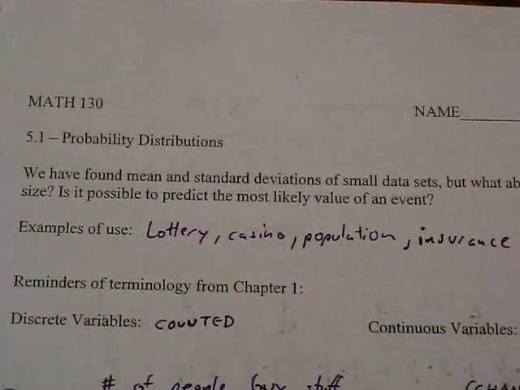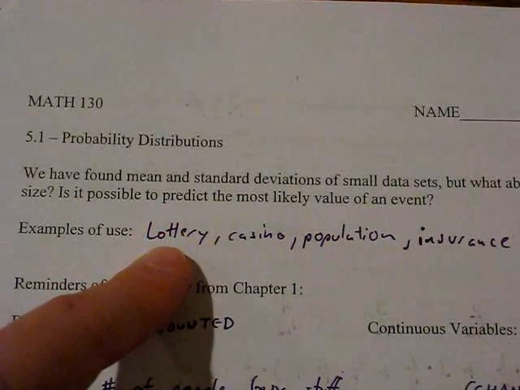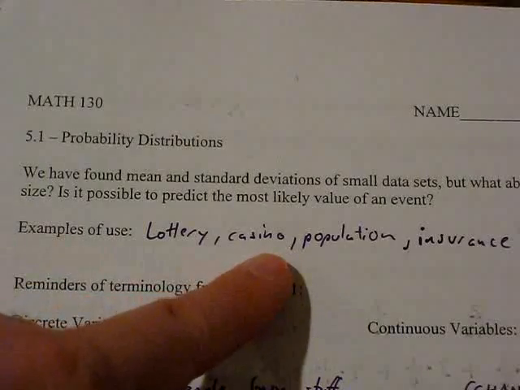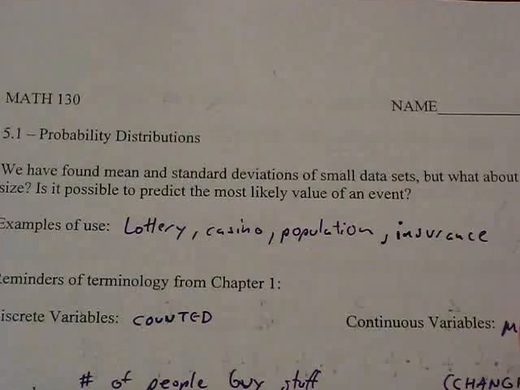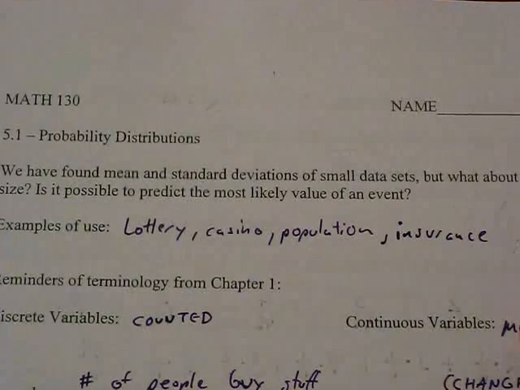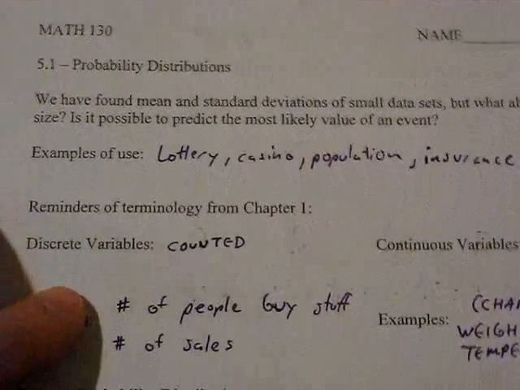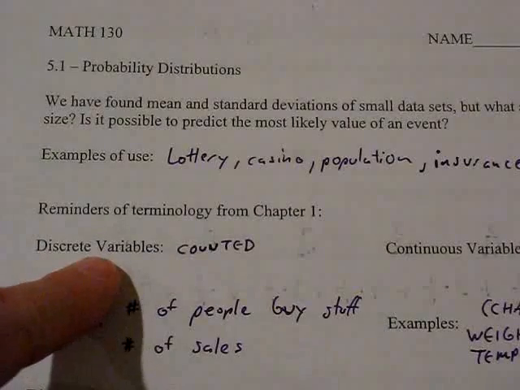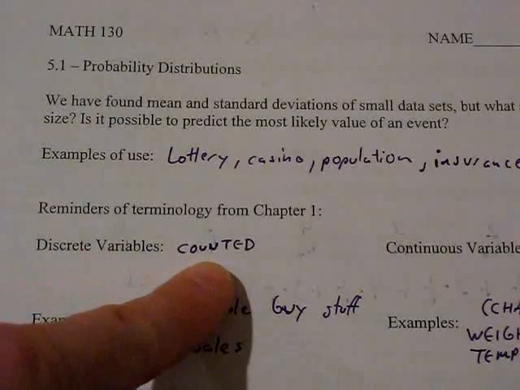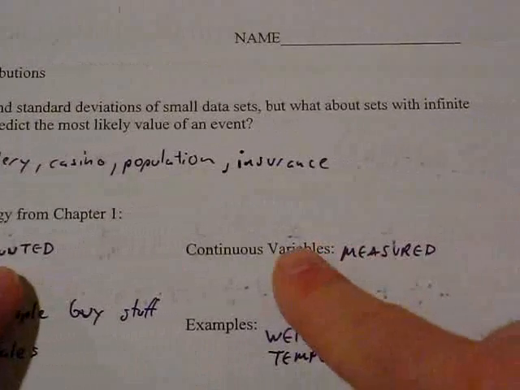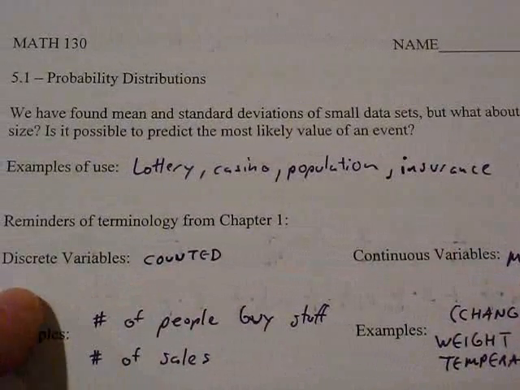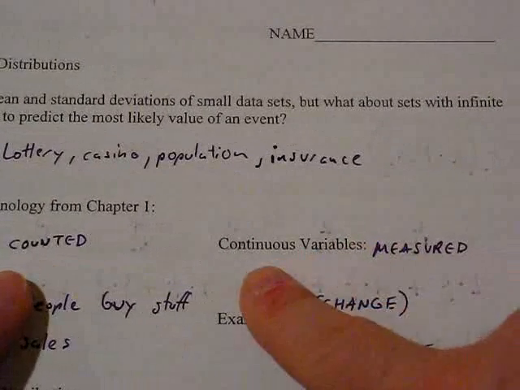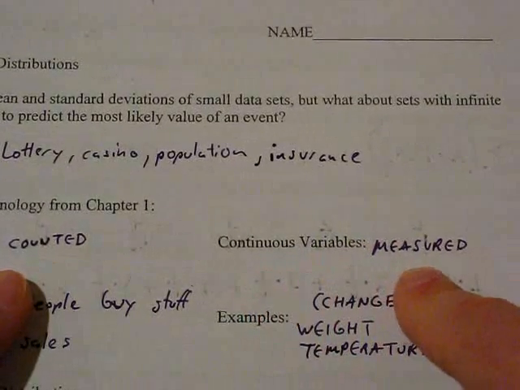Now, what's great about this is that we can figure out things that have to do with lottery or casino odds, population, or insurance, because instead of just looking at a small group, we're going to look at a group with an infinite size. Now, we're going to review some information from Chapter 1 here. Discrete variables are those that are counted, and continuous variables are those that are measured.